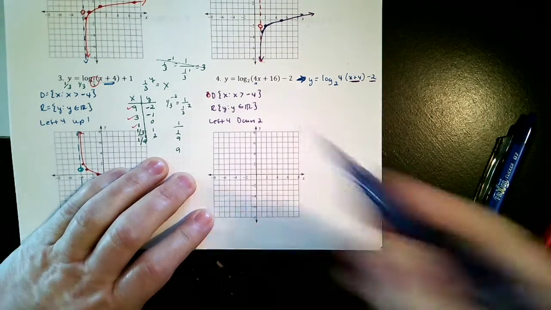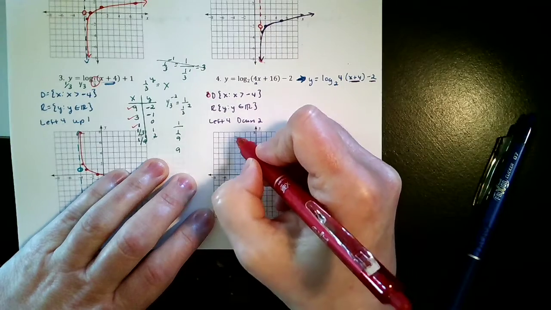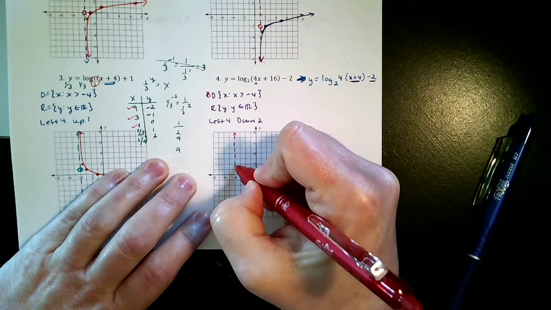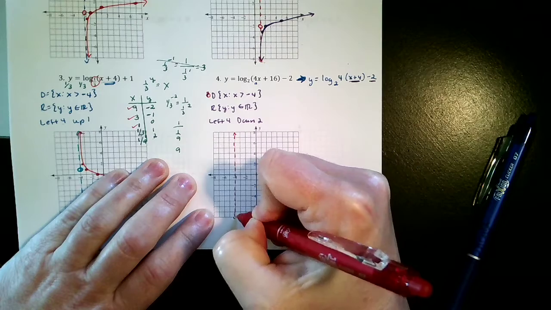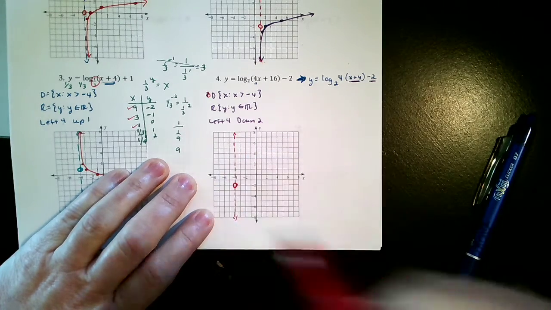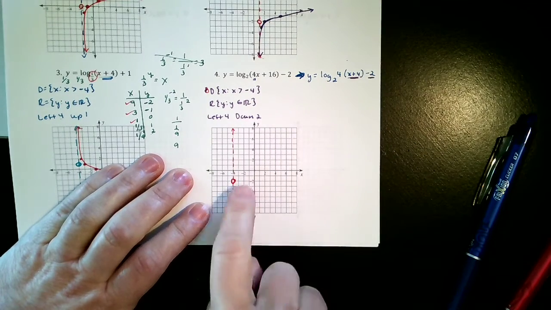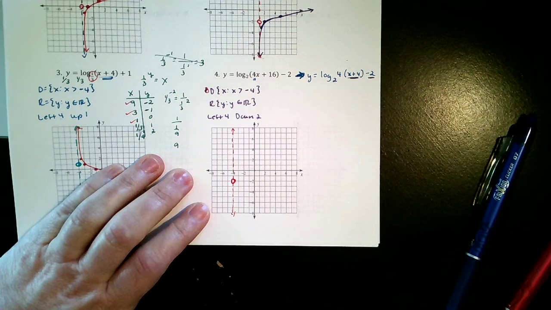Okay, so let me go ahead and plot that. I'm going to go left 4, 1, 2, 3, 4. There's my vertical asymptote. And down 2. So left 4 and down 2. There's my starting point right there. All my points are going to be graphed off of that starting point. It's an open circle because graphs can't go through asymptotes.